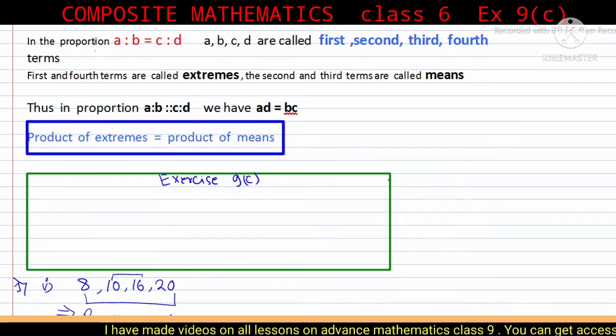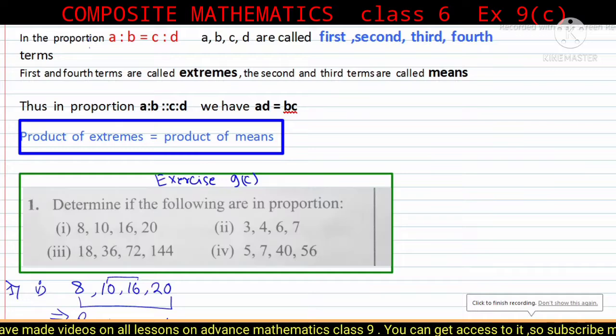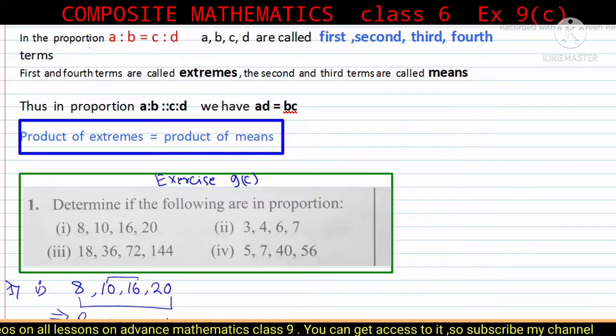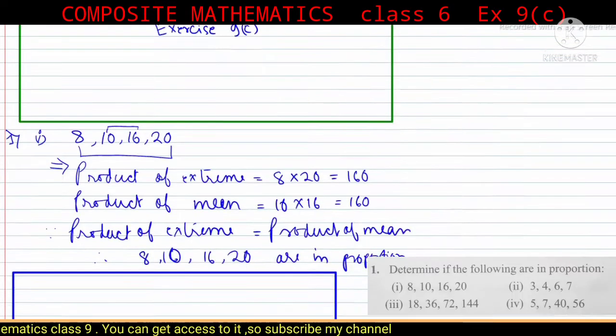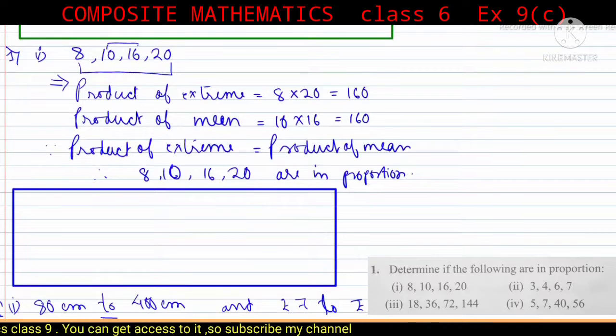So, we are going to start exercise 9c, question number 1. Our first question is: determine if the following are in proportion. The first set of numbers is 8, 10, 16, 20. You see what will be the solution. I have written the solution already.